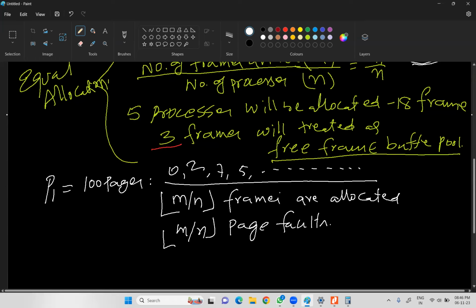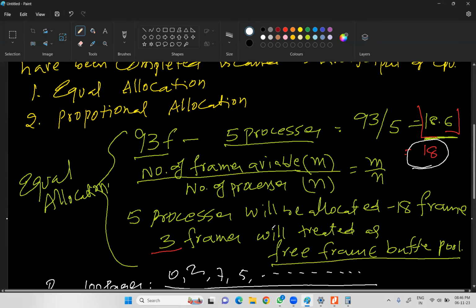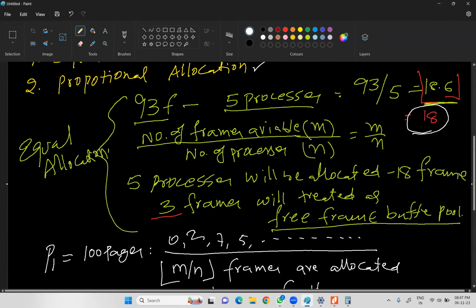Thereby you have to follow demand paging. Whatever algorithm you use, that must be followed. 18 page faults are mandatory. So this is the problem with equal allocation. Since this problem is there, it is solved with proportional allocation. Understand? Proportional allocation. Do you have any questions here in terms of equal?